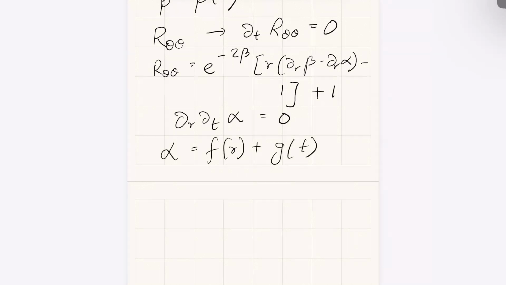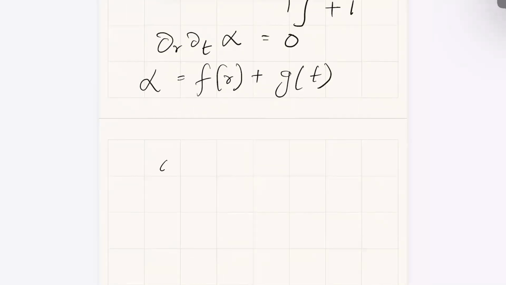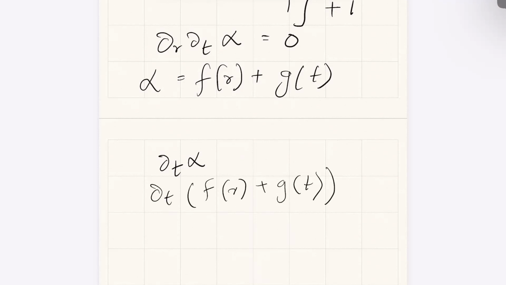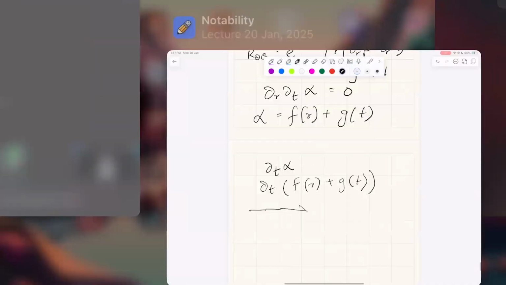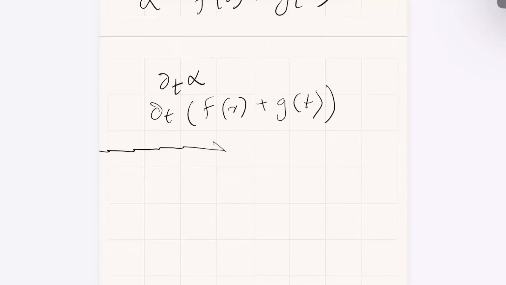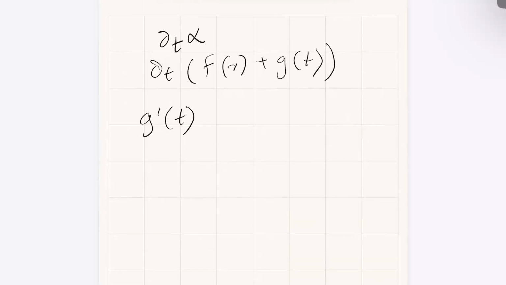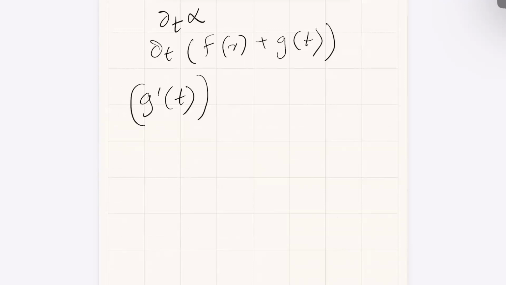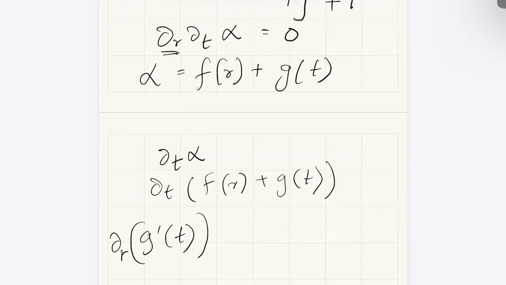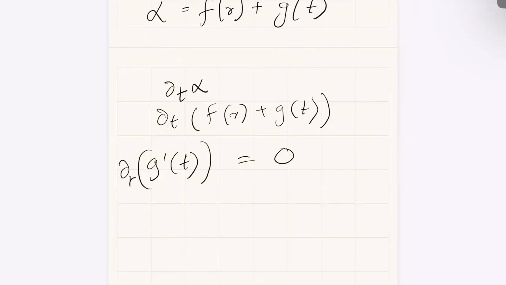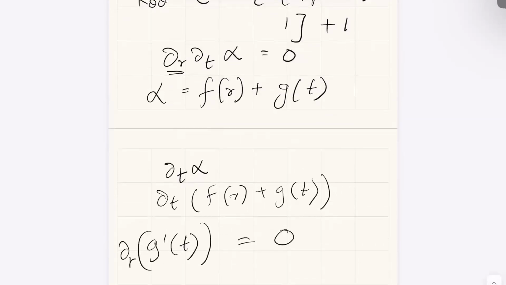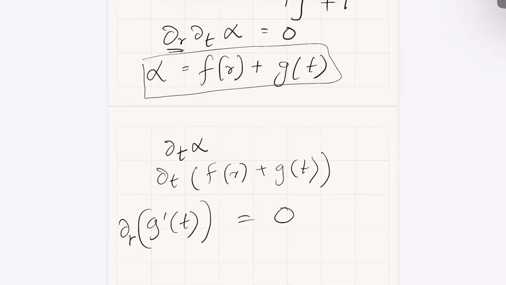Now, do we understand this? Let's try to intuitively understand this. If I take the temporal derivative of alpha first, and alpha is this, and since this is a partial derivative, the function that is only dependent on r will go away, right? So I will have something like g prime of t, because the derivative will only be computed on g of t. Now if I take another derivative of g prime of t with respect to r, then this should go to 0, because g prime of t is only a function of time, and therefore taking a derivative with respect to r should go to 0. And therefore this implies that alpha is a function that looks like this, by taking the two partial derivatives.